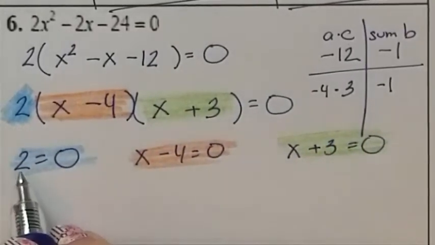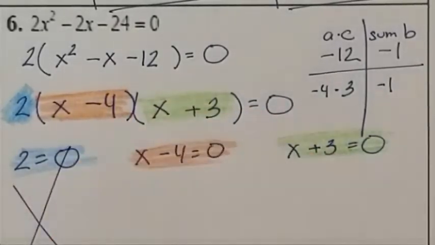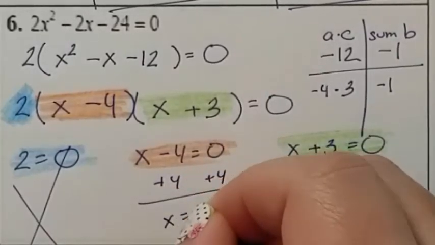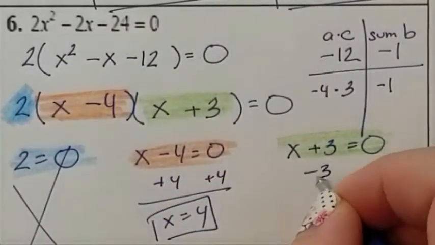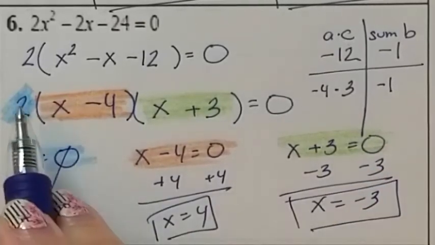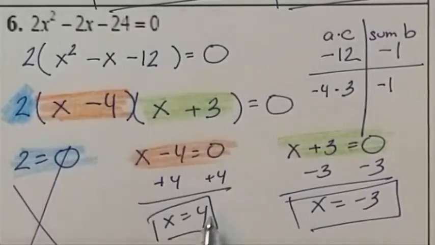Never, never, never is it true that 2 will equal 0. So this factor actually does not give us an answer at all. Solving for the orange, x equals 4. Solving for the green, x is a negative 3. So even though we got 3 factors, one of them is not possible. So only 2 factors gave me 2 answers. I have 4 and negative 3.